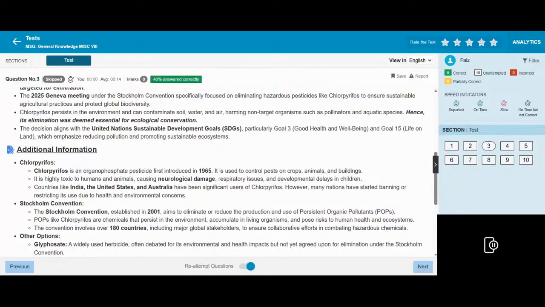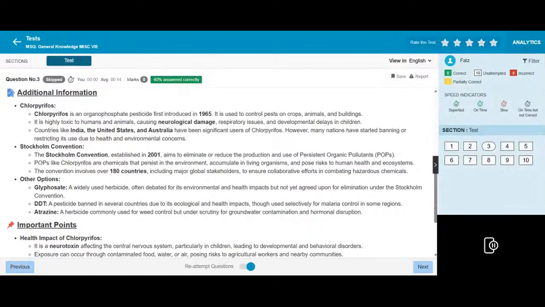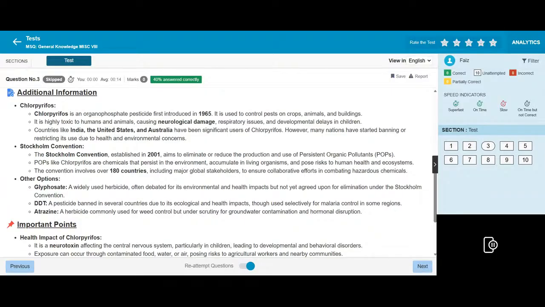Persistent in soil, water, and air, harming non-target organisms. This relates to sustainable development goals, particularly Goal 3 and Goal 15, life on land, which emphasize reducing pollution. Organophosphate pesticide pollution. It is used to control pests on crops and animal buildings. It is highly toxic to humans and animals, causing neurological damage, respiratory issues, and developmental delays. Countries like India have seen its use and have started banning it.